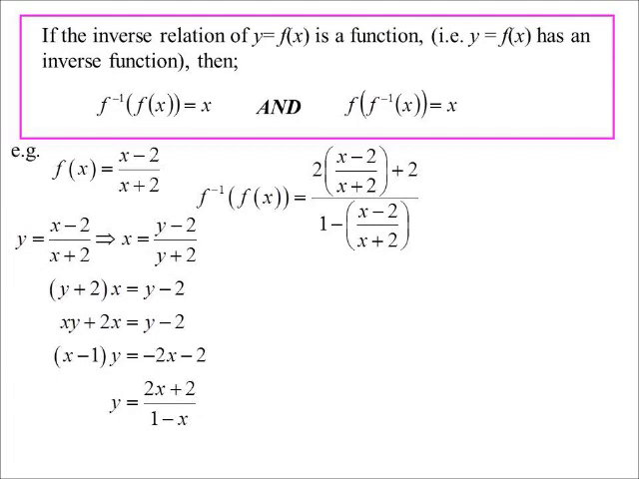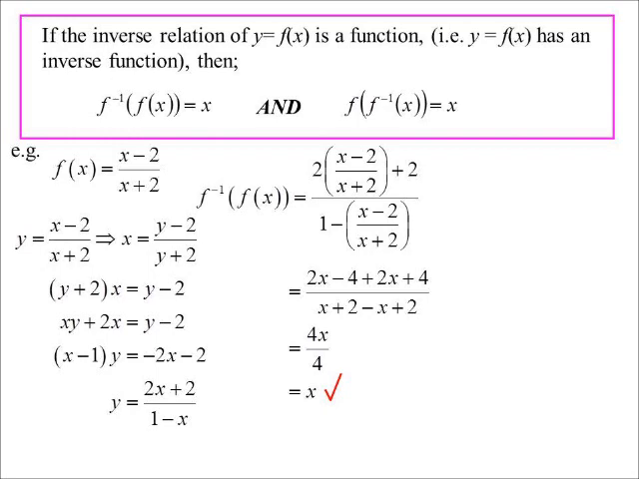Well, that's a bit messy. So if I multiply both top and bottom by x plus 2, I get rid of this problem of fraction on a fraction. Tidy up the algebra. We get 4x on 4. 4's cancel, and I just get x. So, yep, the inverting worked.